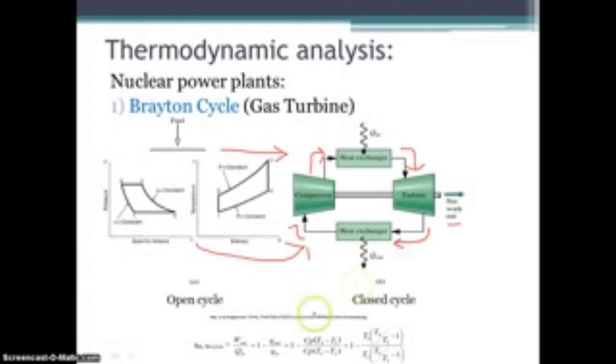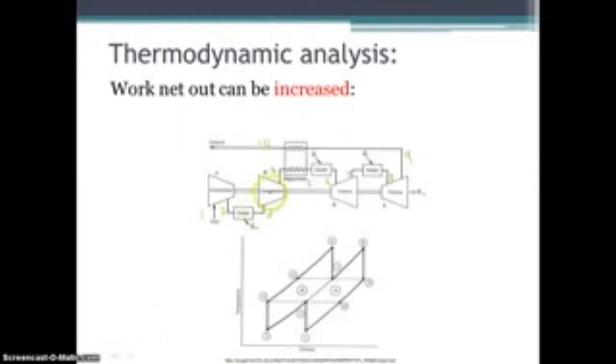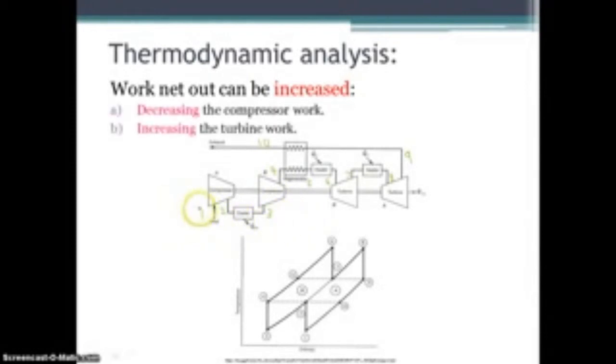The efficiency of the Brayton cycle is the ratio between the net work and the heat energy entering. The net work can be increased. Decreasing the compressor work by increasing the number of compressors, and increasing the turbine work by increasing the number of turbines, can increase the net work, as shown in the diagram, where there are 2 compressors and 2 turbines.